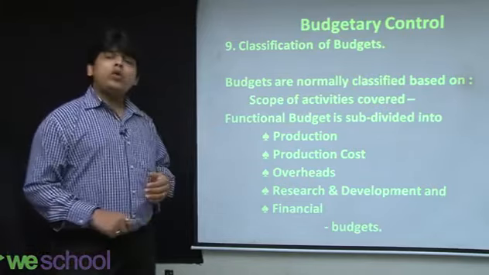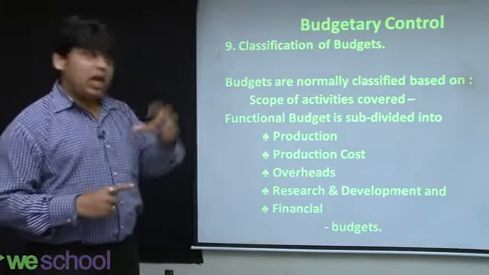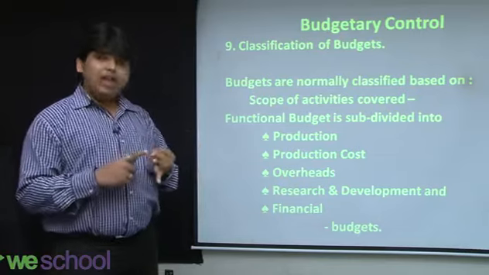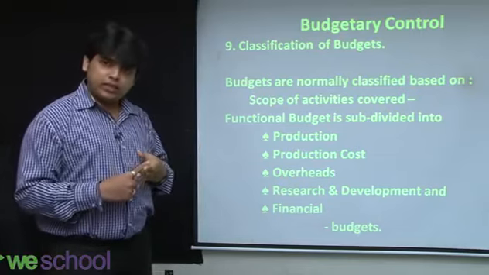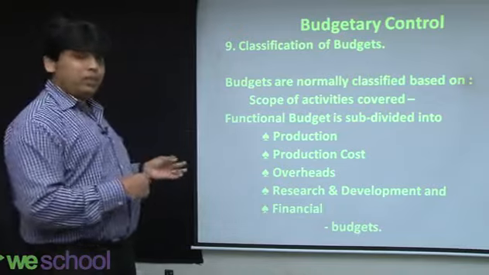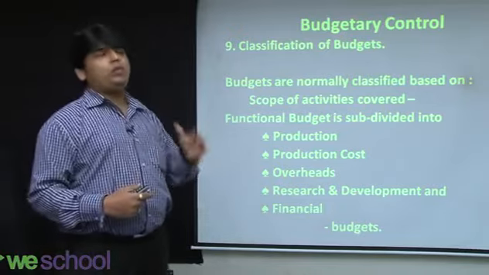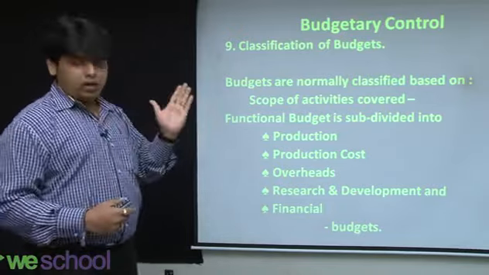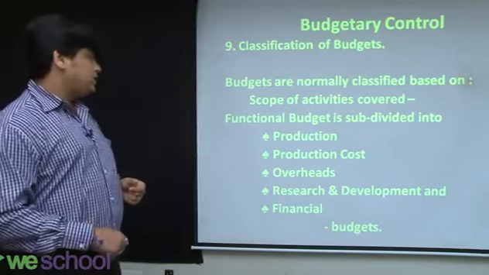Overheads: when I talk about overheads, I will talk about the factory overheads budget. I will make a budget of factory overheads, admin overheads, selling and distribution overheads. Right? So on the basis of factory level of operation, we will make a budget on the basis of overheads.